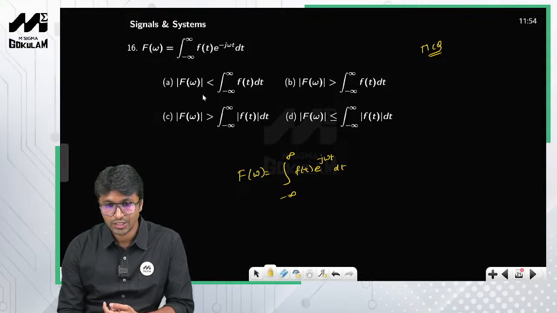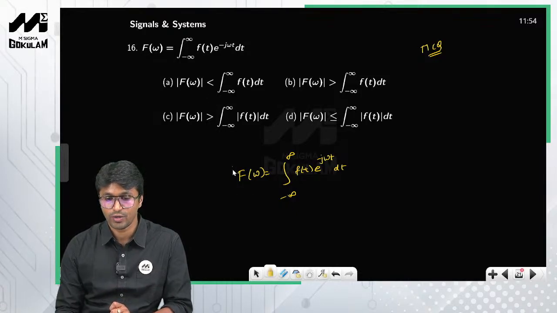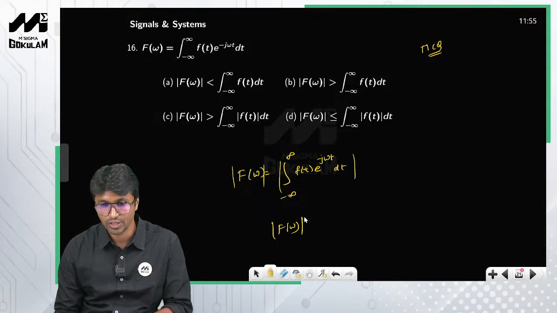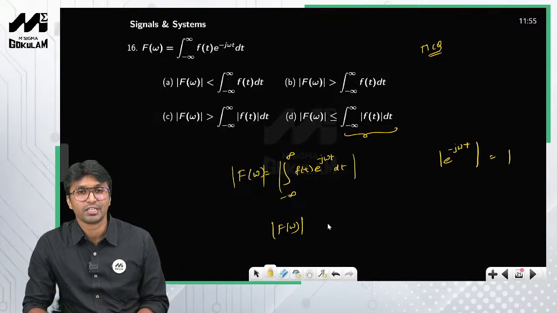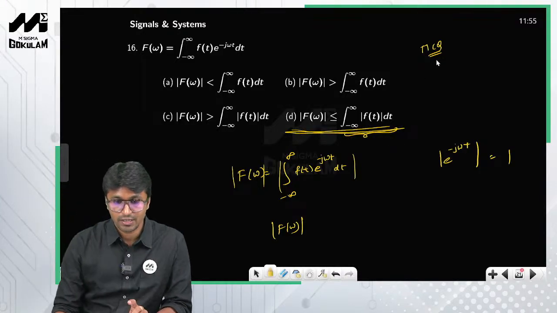He is asking you to find the condition for the existence of the Fourier transform. When you take the magnitude, what do you get? For f of omega to exist, this should be a finite value. Therefore the magnitude of f of omega should be less than or equal to this one, because the magnitude of e raised to minus j omega t, the magnitude of a complex exponential, is nothing but 1. So this is a correct answer. If this is an MCQ, this is a correct answer.